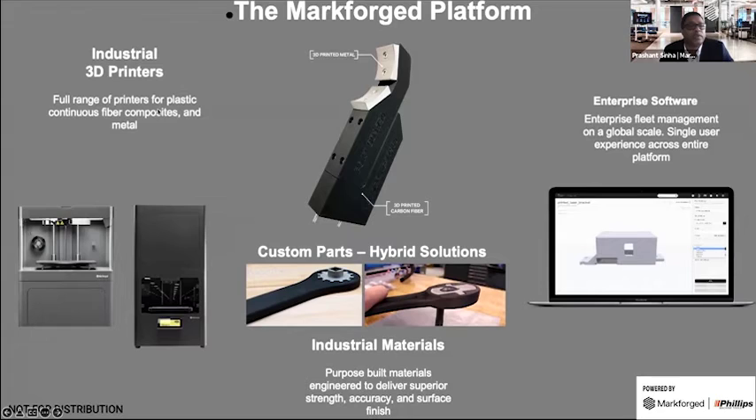We do have industrial printers, a full range of printers for plastics, continuous fiber, and metal. On the left side, you see a composite printer and then metal. So you can have both. You can print custom parts as a hybrid solution also, or separately on a composite and a metal printer.